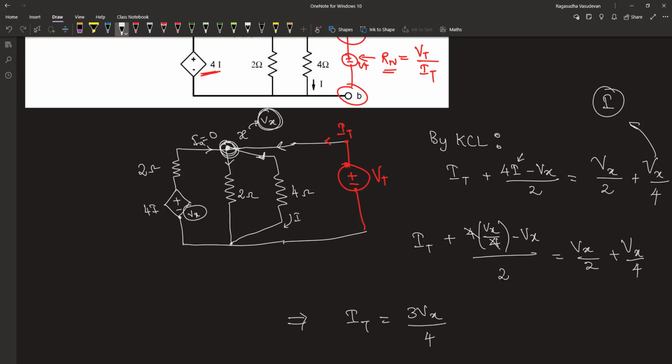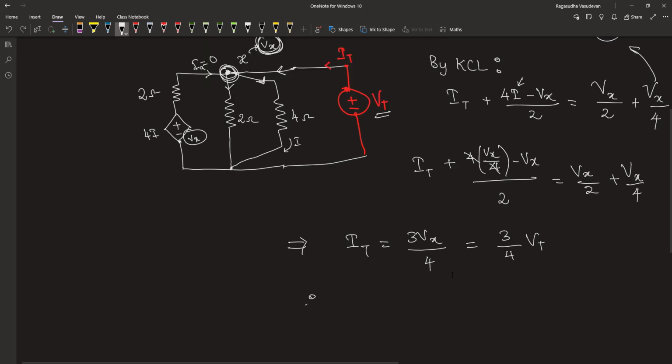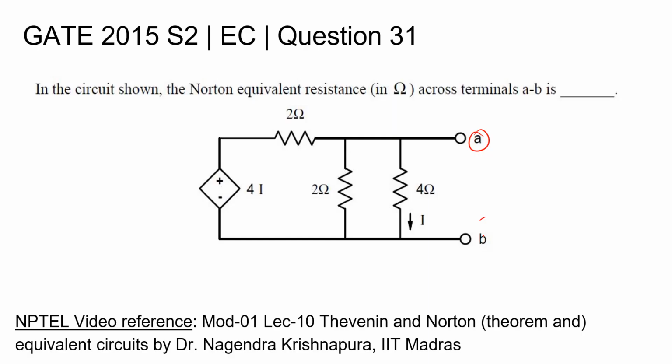Now we can understand that Vx is nothing but the applied voltage Vt. So It is equal to 3 by 4 Vt, and therefore the Norton equivalent resistance is equal to Vt divided by It, which is equal to 4 divided by 3, which is 1.33 ohm. The Norton equivalent resistance across the terminals A and B is 1.33 ohm.